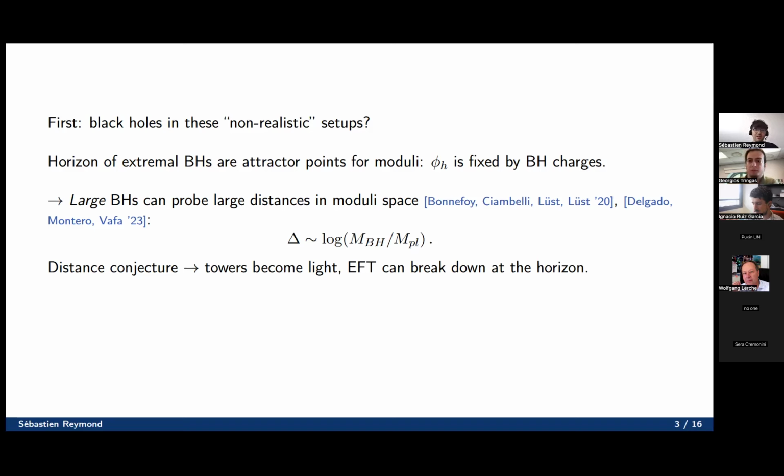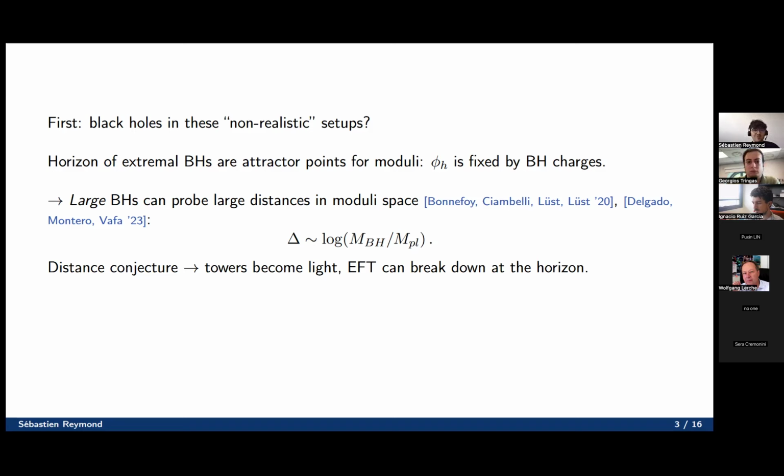And one result in a context with those moduli is that large black holes can actually probe large distances in the moduli space. So in the equation, delta here is the distance traveled by the field, so the difference between its value at infinity and its value on the horizon. And that distance grows with the log of the black hole mass in Planck units. And as I'm sure many of you know from the distance conjecture, when you travel large distances in moduli space, you have towers of states becoming light, and so the cutoff of your EFT goes down, and therefore you have a possibility of the EFT breaking down at the horizon of those black holes.